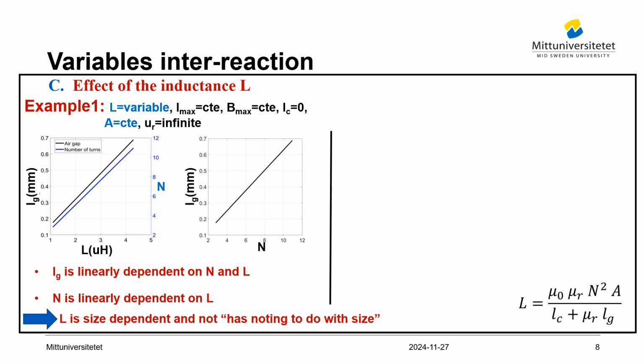So in this case also, we can understand that the inductance is size dependent, because whenever you change the number of turns, the size of the inductor or the core will change. You have to change the size as well.